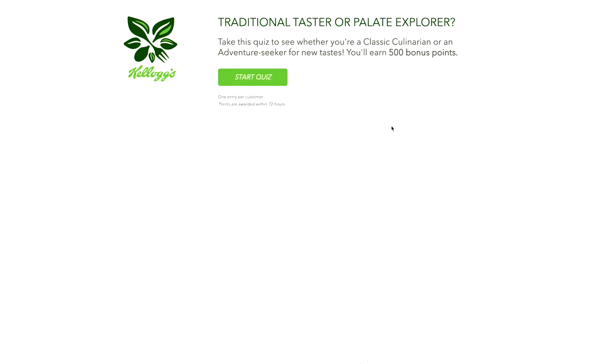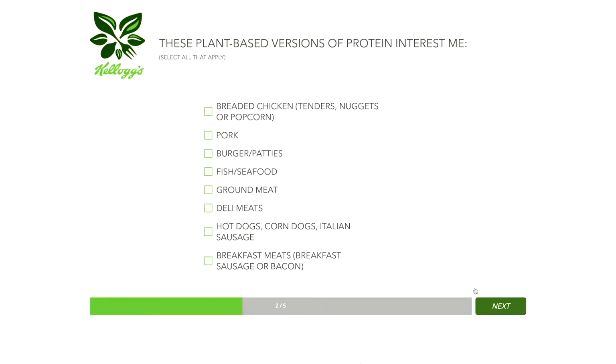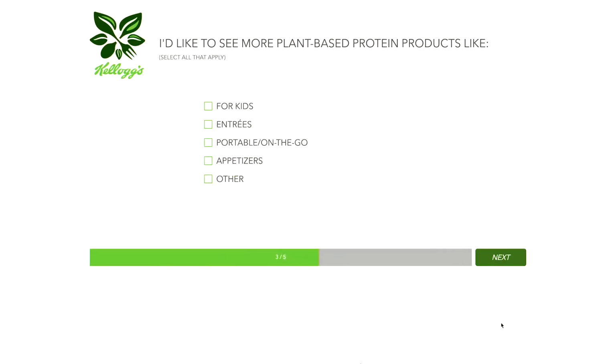Another example of how in the journey along the way, as Kellogg's are trying to understand more about their consumers and their preferences, they again engage them with a value exchange to provide data about their preferences for plant-based foods. And in this instance here, Kellogg's were using that data to consider their product strategy and where to move with that.